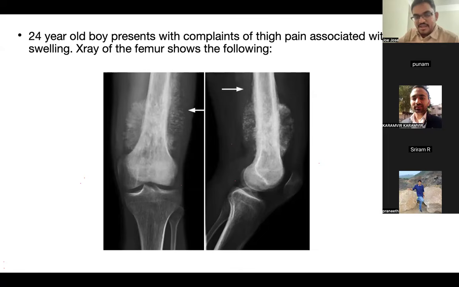Okay. So here you can see a lytic sclerotic lesion involving the distal end of the femur. Predominantly, the metaphysis is involved. There's a wide zone of transition, as you can see here, between normal and malignant bone. There also seems to be a periosteal uplifting that is seen.